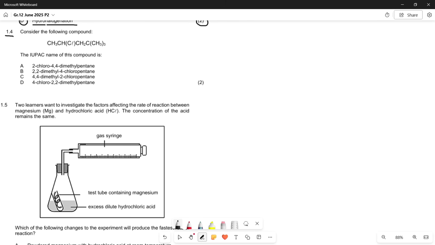So the IUPAC name of this compound is A, 2-chloro-4,4-dimethylpentane, B, 2,2-dimethyl-4-chloropentane, C, 4,4-dimethyl-2-chloropentane, or D, 4-chloro-2,2-dimethylpentane. So I'm going to go ahead and draw it for us along, and then we can see which one corresponds with it.